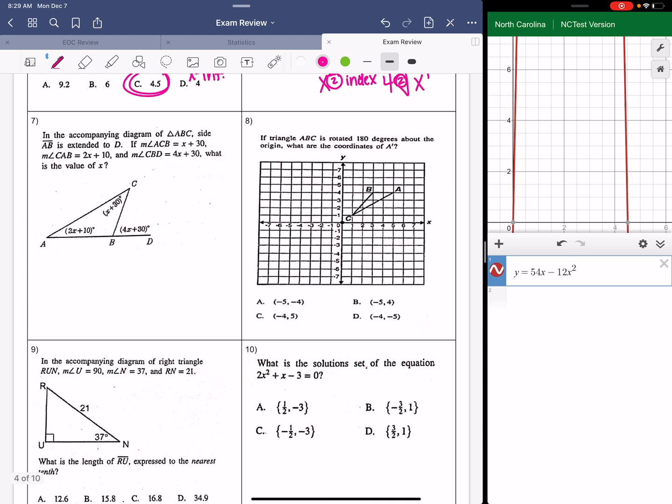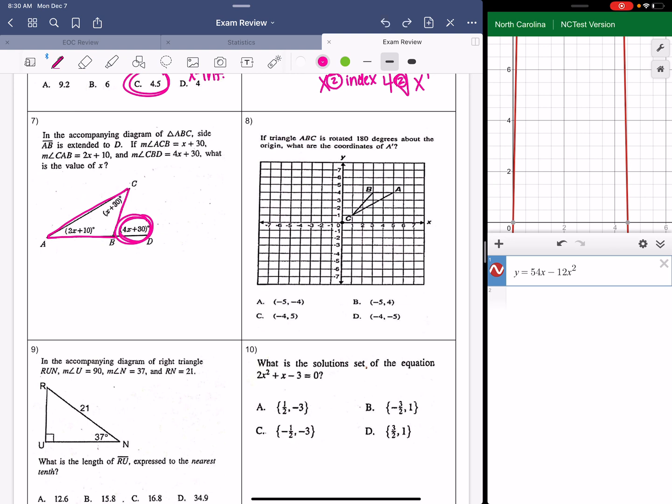Okay, number 7. In this diagram, we are given those angle measures, and we want to know what is the value of x. So when you have a triangle and an exterior angle, this is an exterior angle because it is outside of this triangle. If this angle here forms a straight line with this angle, then they have to add up to 180. But we also know that these 3 angles in here have to add up to 180 as well because they're a triangle.